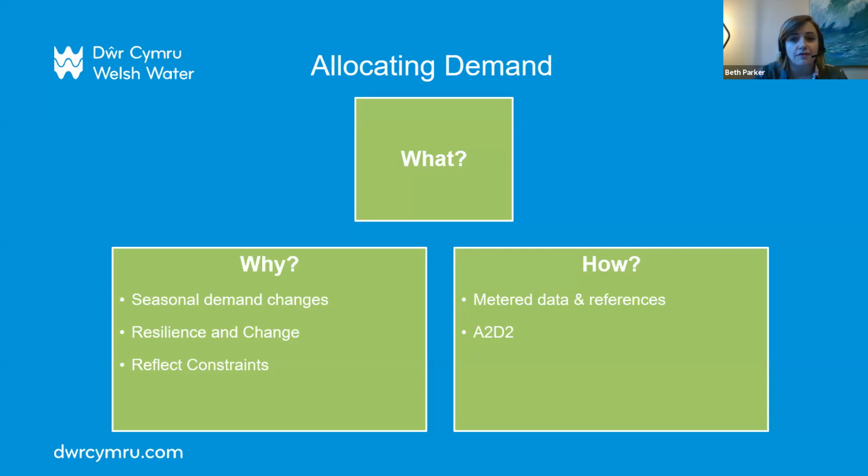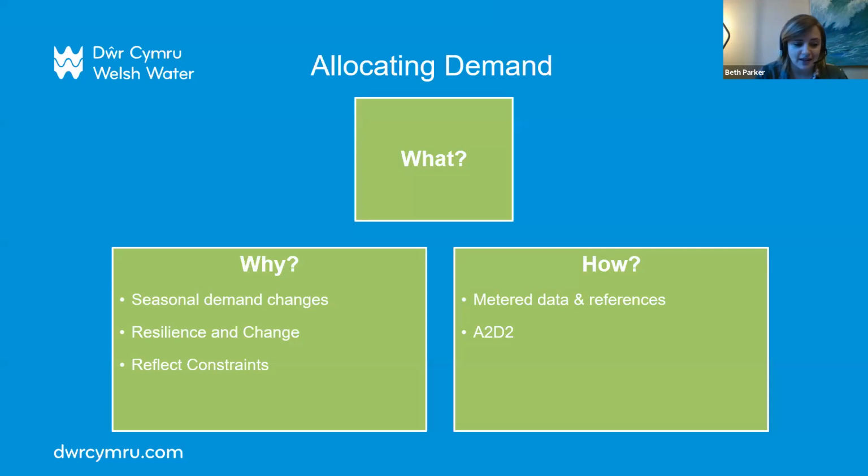It also allows us to reflect operational changes within the networks and the reduction in leakage that Chris was previously speaking about. It also allows us to test our deployable output, or DO, from our water resource zones, which is a good test of how resilient we are to changes in supply. So how do we do this?